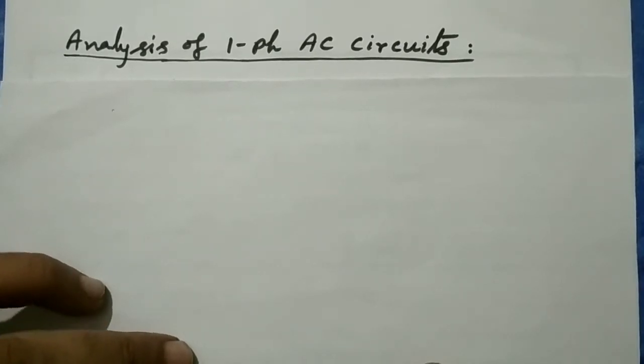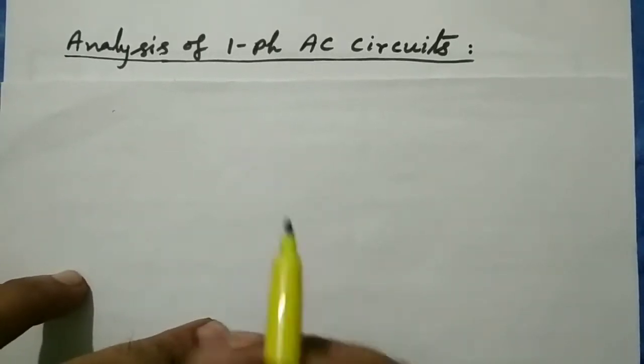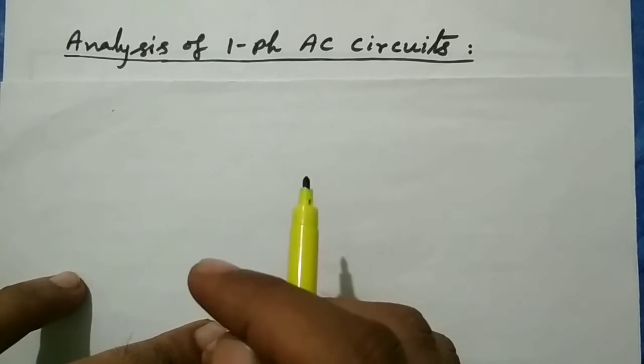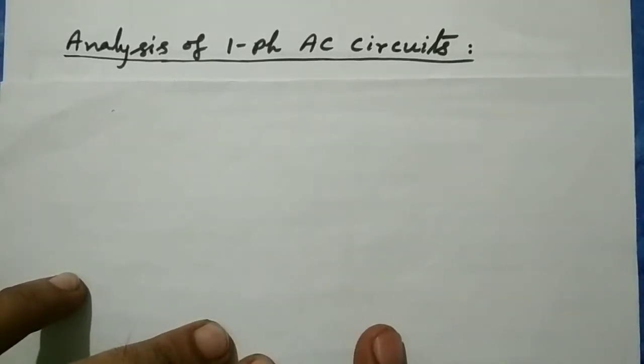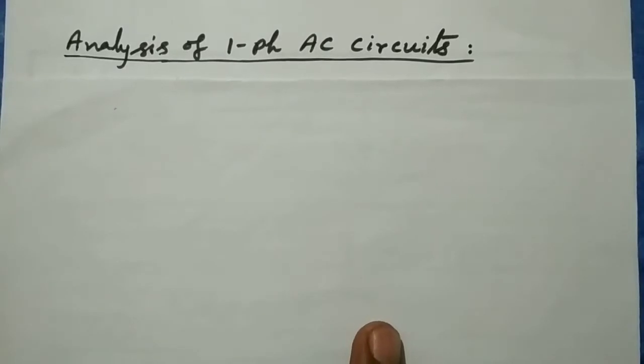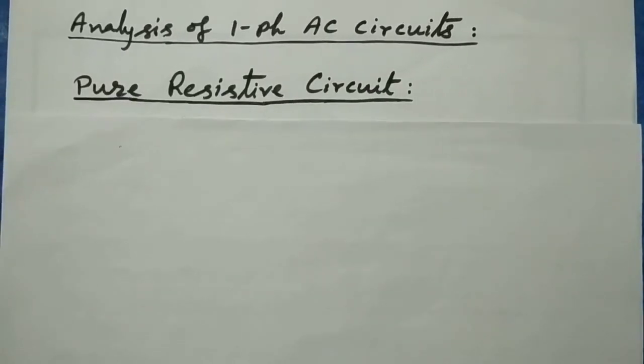Today we will analyze the single phase AC circuits with different circuit elements, that is the resistance, inductance and capacitance separately. So first of all, consider a purely resistive circuit.